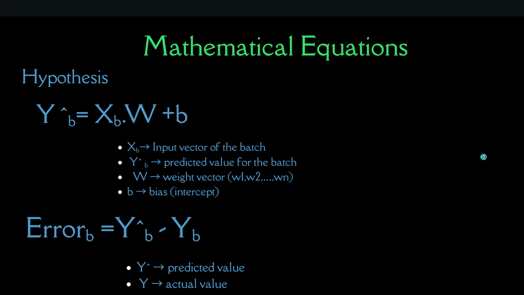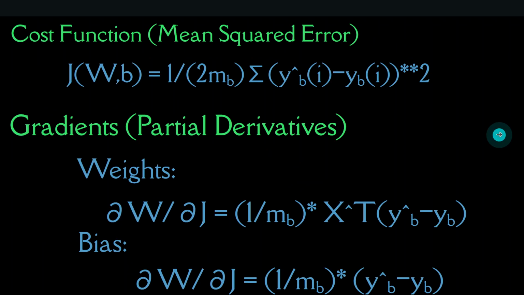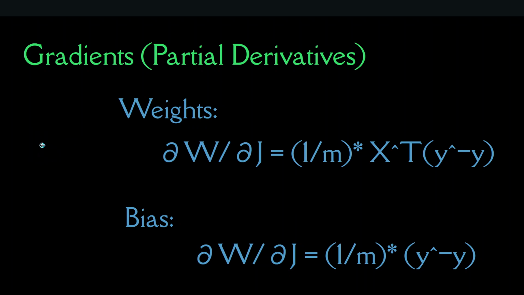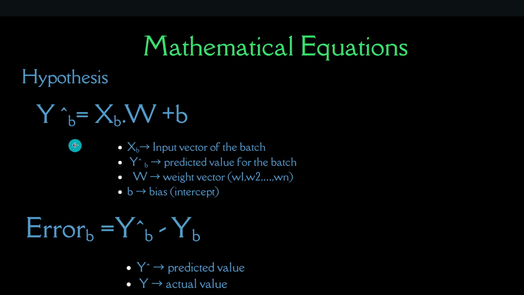Before starting the coding part, let us have a look at the mathematical equations that will be used in linear regression. Like the normal linear regression, we will have a hypothesis, error, cost function, gradients and gradients update rule. The only main difference is that instead of passing the entire data set, we will only pass a batch of the data set for these equations.